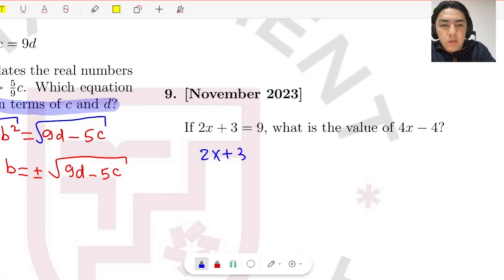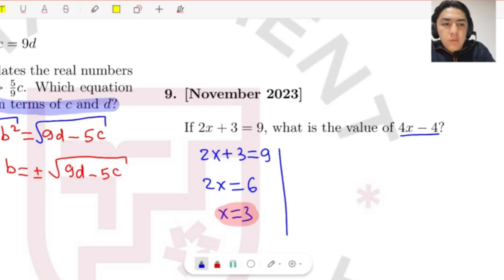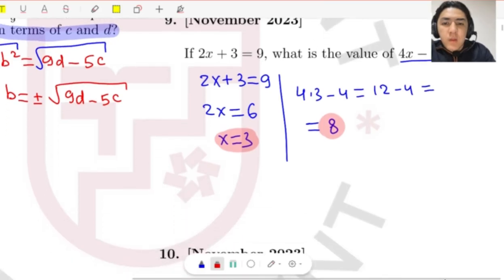Question 9. 2x plus 3 is 9. What is the value of this one? So 2x will be 6, then x will be 3. Then if you plug it in, 4 multiplied by 3 minus 4 will be 12 minus 4, or 8. So the answer is 8 here.